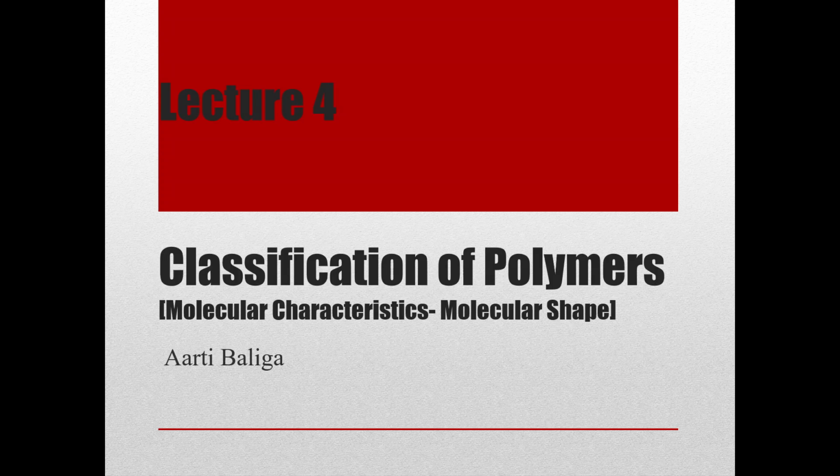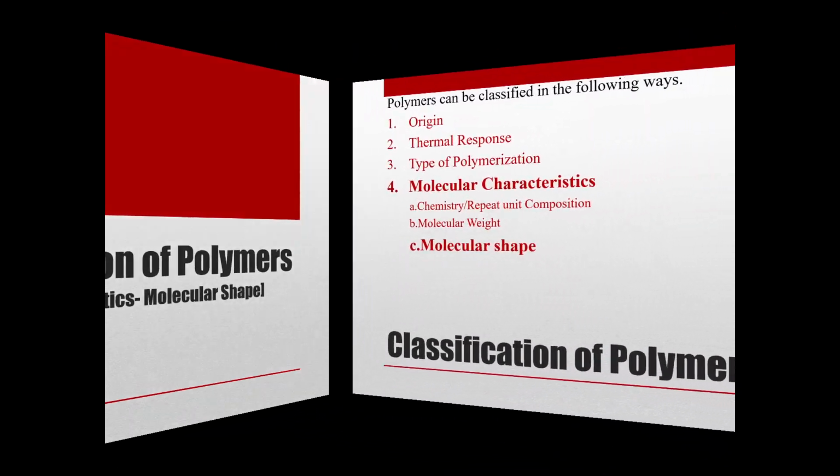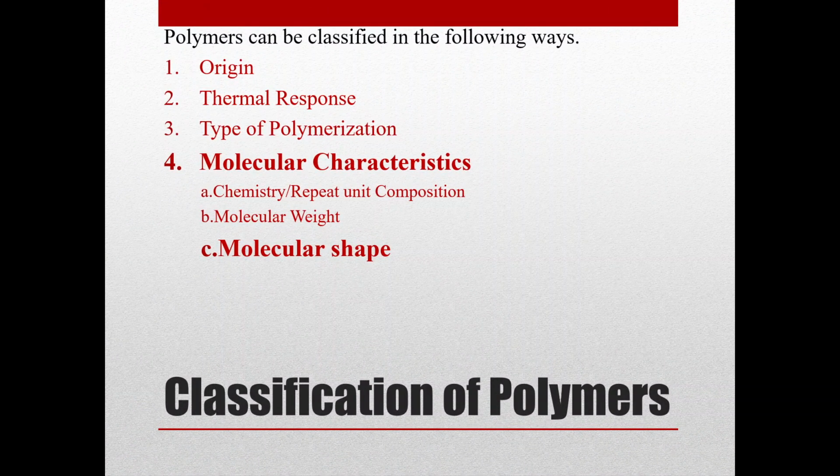Hello, today we shall look at the classification of polymers, where we will look into the details of the molecular shape, which is subclassified under molecular characteristics. We have already seen that polymers can be classified on the basis of origin, thermal response, and type of polymerization. Under molecular characteristics, we have seen molecular weight as one of the ways in which they can be classified. So today we shall look into molecular shape.